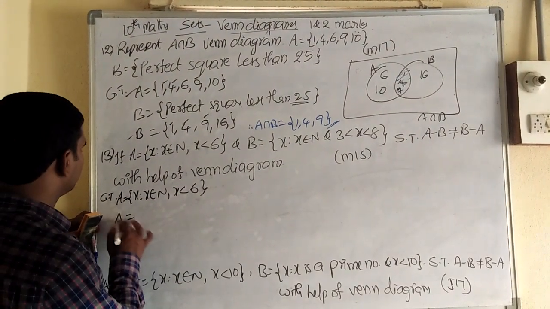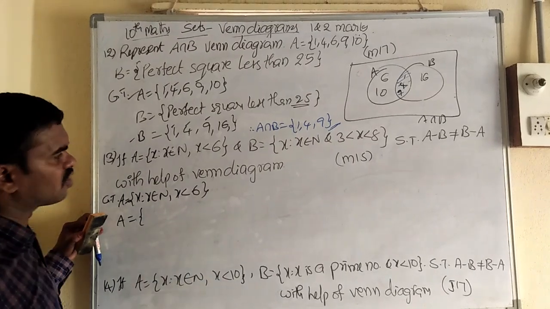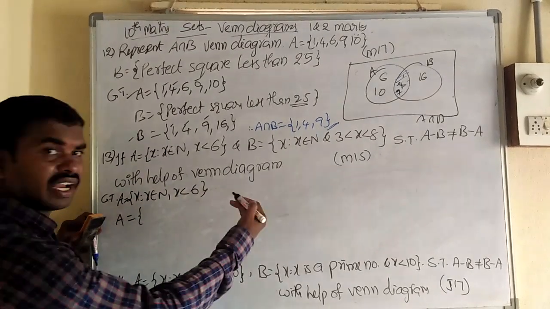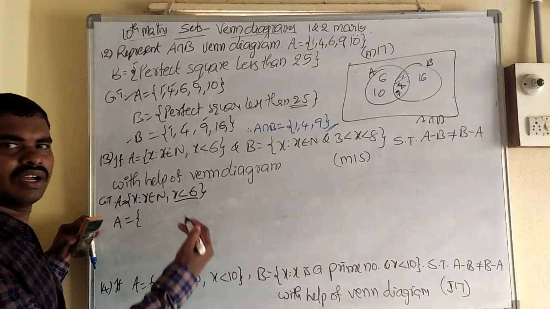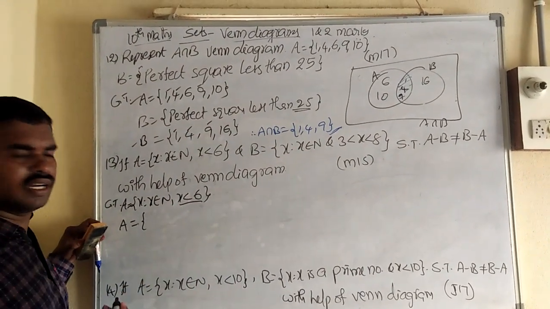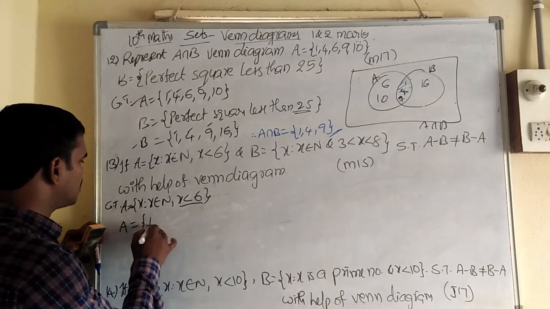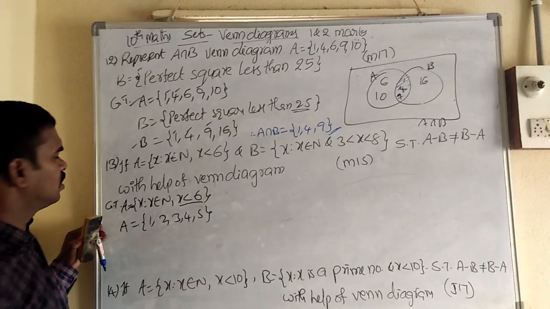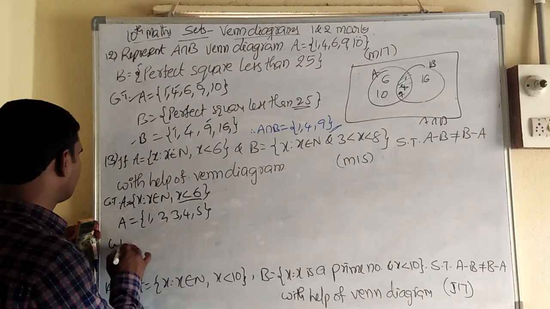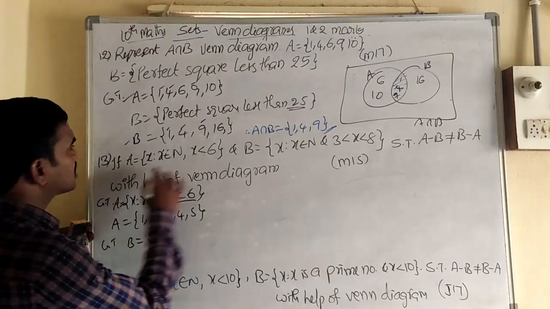A equals x such that x belongs to N, x less than 6. Less than 6 means what? 5, since x is less than 6. 5, 4, 3, 2, 1 and so on. But natural numbers means 1, 2, 3, 4, 5, up to 5 only.